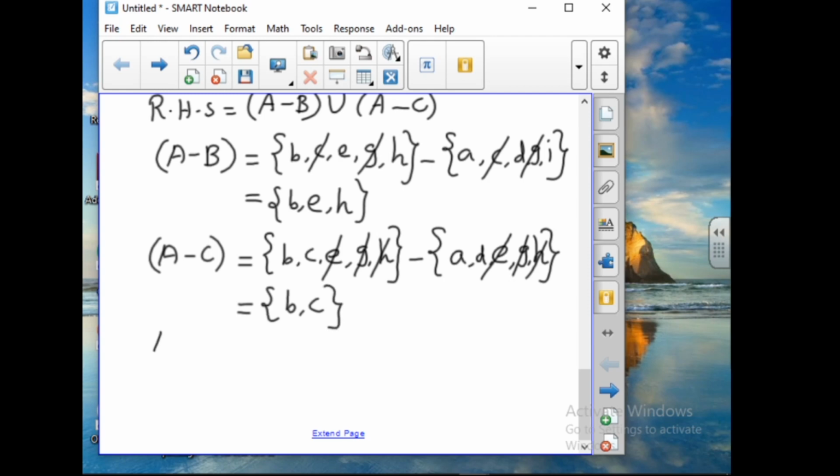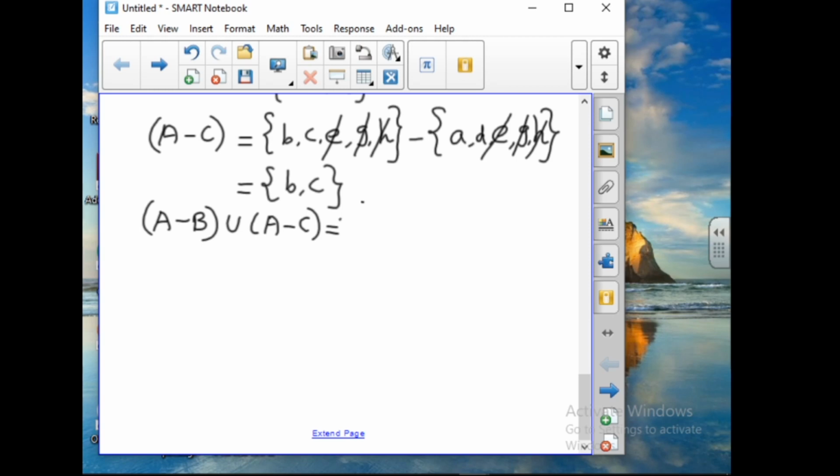So what we want to find next? A difference B union A difference C. That means you have to join the sets of A difference B and A difference C. So what are the elements? If you join, you will get B, C, E, H. This is your equation number 2.